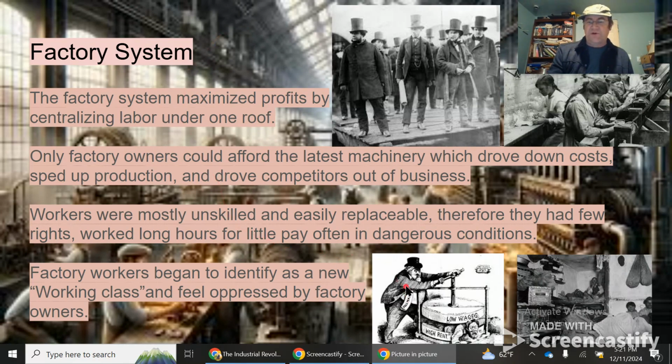This shows a factory owner oppressing a worker. These show living conditions near a factory where many people are crowded into a small apartment, and these are factory owners.